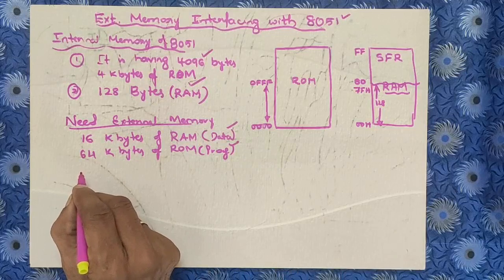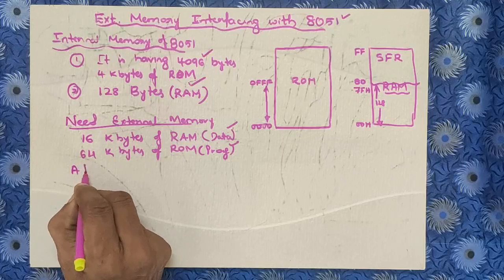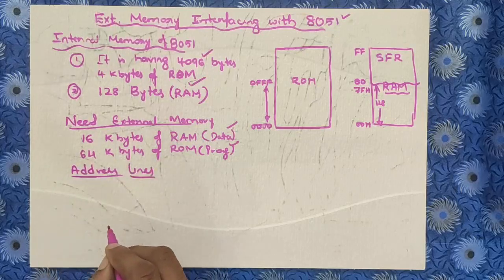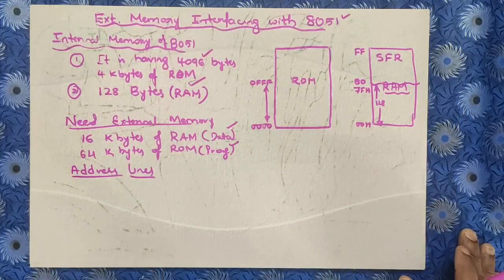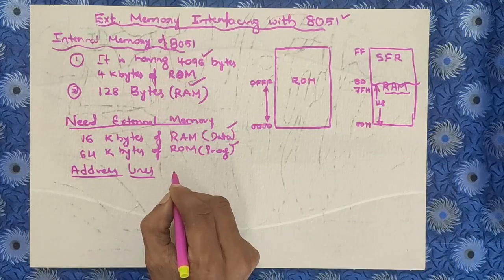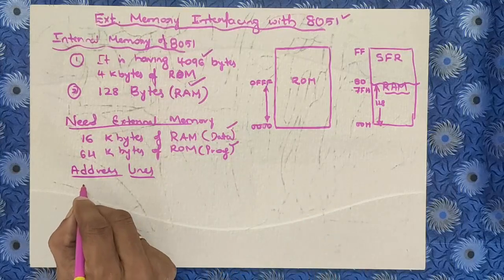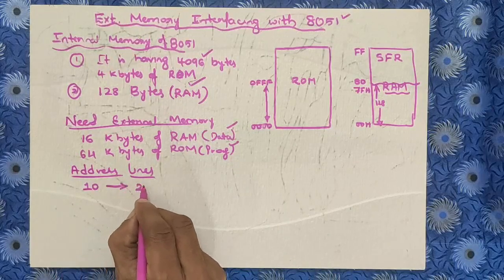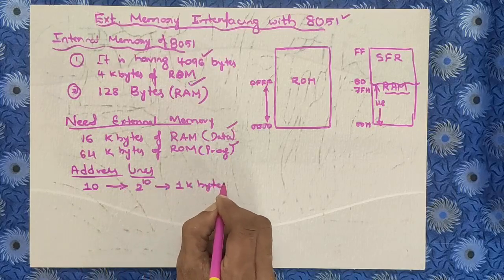That means the address lines. Just to give you the idea of address lines associated, it will be something like this. You know that the maximum address lines possible with the 8051 are 16 lines. 16 address lines are available with the 8051. We can use all, but suppose you are using only 10 address lines, it can map 2 raised to 10, that means around 1 kilobyte of memory.